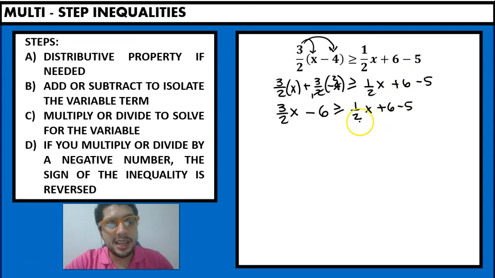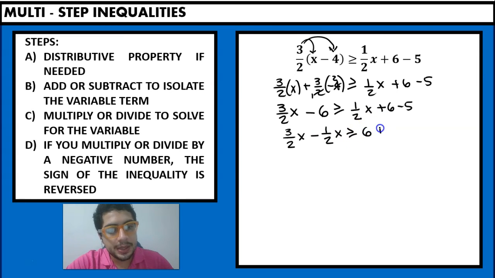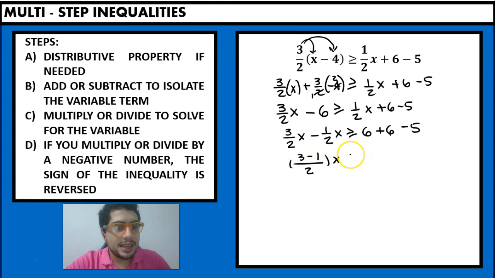Now let's move all the x's to the left and all the numbers to the right. So we're going to have 3 divided by 2 x minus 1 half of x, and that is going to be higher or equal to 6 plus 6 minus 5. Now 3 halves of x minus 1 half of x: we have 3 halves, and we're taking away 1 half. We're just going to get 2 halves, right? Because they are homogeneous fractions, we have 2, and then 3 minus 1, x, and that is going to be higher or equal to 12 minus 5, which is going to be 7.